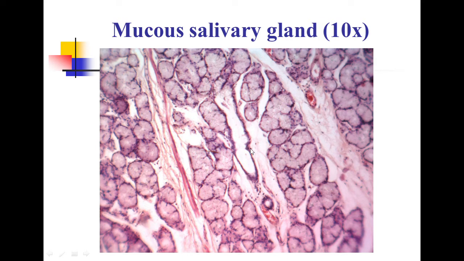This is the connective tissue septum. Here you can see the duct. This is the blood vessel. This is the blood vessel.